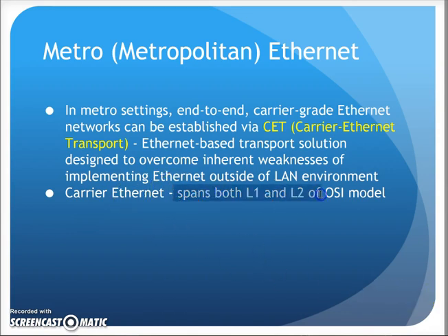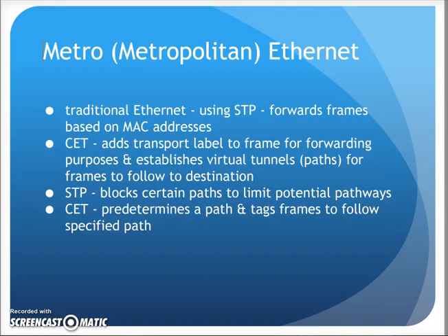Carrier Ethernet spans both Layer 1 and Layer 2 of OSI, which makes sense because Ethernet in itself is Layer 1, Layer 2. Layer 2 Ethernet frames, CSMA/CD kind of thing, and our connection to a cable. So that kind of makes some sense. Your traditional Ethernet is using STP, blocking redundant paths, that sort of thing. It's also forwarding frames based on MAC address. So the MAC address of a specific node, that's where it's going to forward it to.